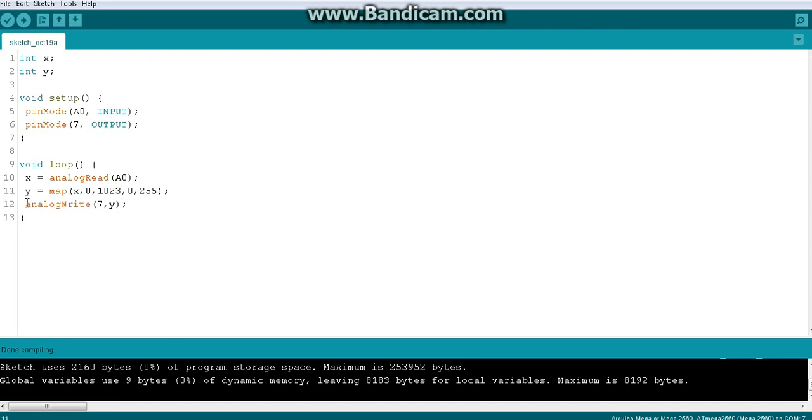Then also the brightness controlling output, the LED, using analog write. We have seen all of these three contexts: reading the value, converting it, and giving it as an output. So we are all good.